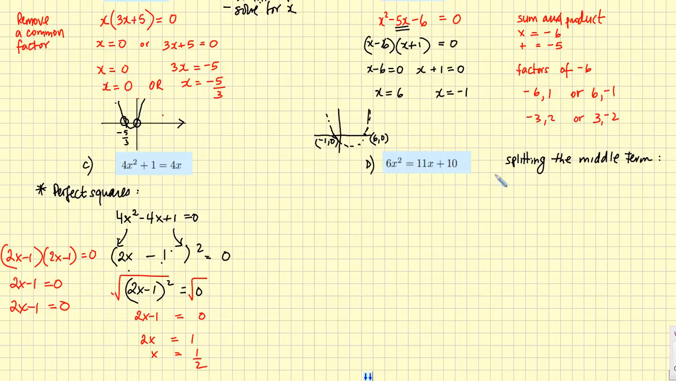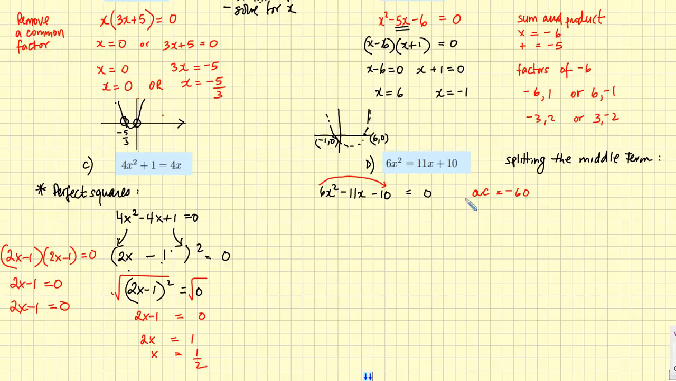So what I do again is I take everything and I bring it over to one side of the equation. So I have 6x squared minus 11x minus 10, and that's set equal to 0. Now, because I cannot have a value in front of the x squared term other than 1, and I can't get rid of it because I can't remove it, 6 doesn't go into 11 or 10, then what I do is I multiply my first term by my last. So I multiply a times c, and I end up getting negative 60.